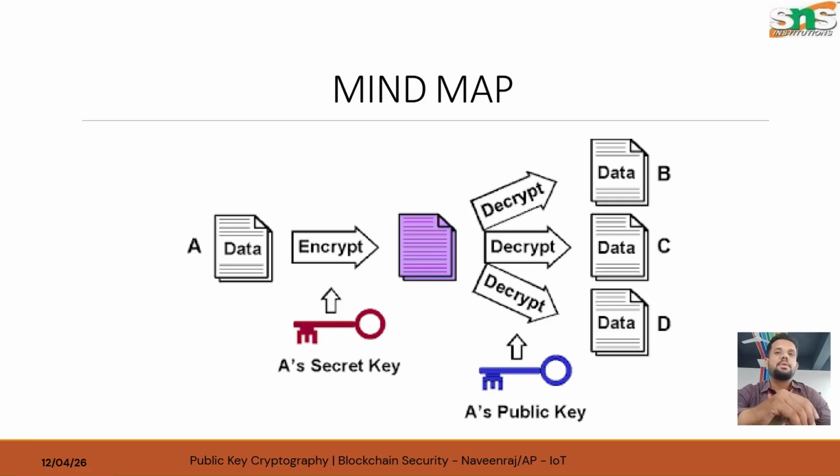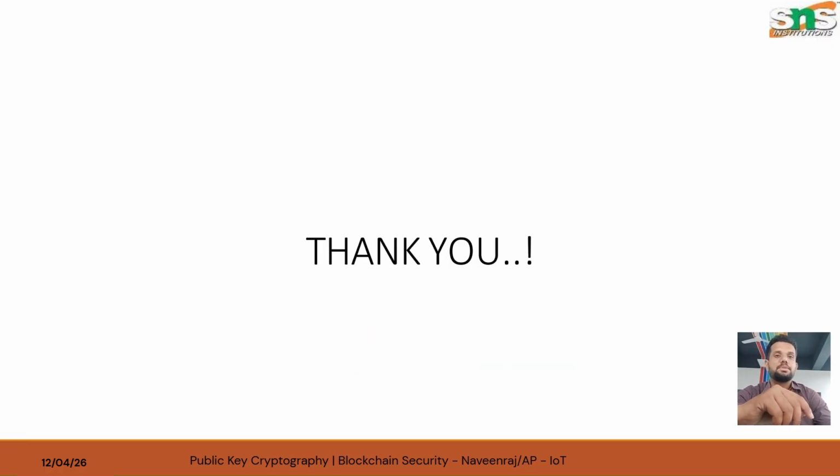Next is Diffie-Hellman, whose purpose is secure key exchange, used to share a secret key over an insecure channel. These are the various techniques used in public key cryptography. Real-life examples are banking systems, HTTPS, email encryption, digital certificates, Aadhaar, e-governance, and various other examples.